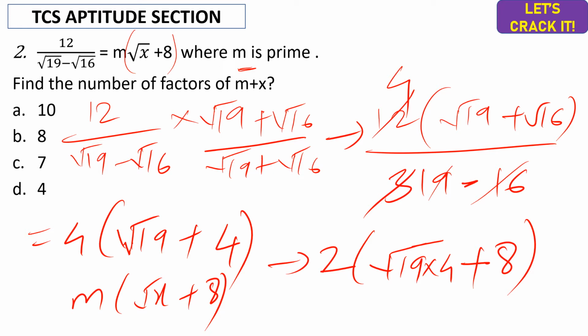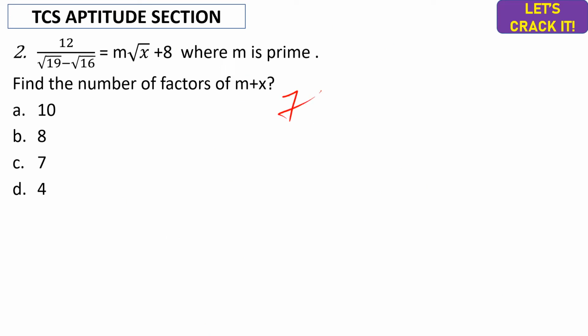So this is the final representation, 2 of (root of 76 plus 8). Here m is the prime number 2, and x is equal to 76. So finally we need to find the factors of m plus x, which is 76 plus 2, that is 78. Representing 78 in prime form, 2 into 3 into 13, since 13 sixes are 78. Until here it is fine, but how can we find the total number of factors?